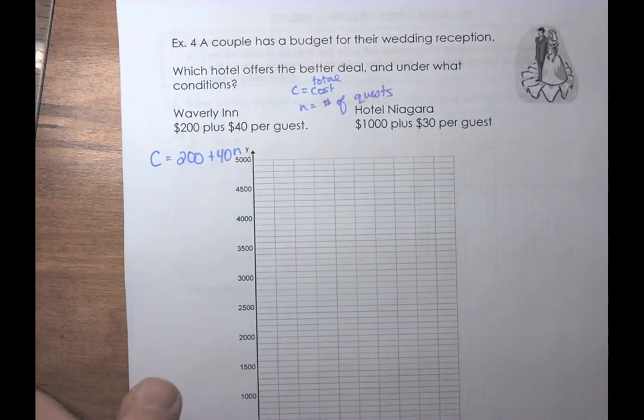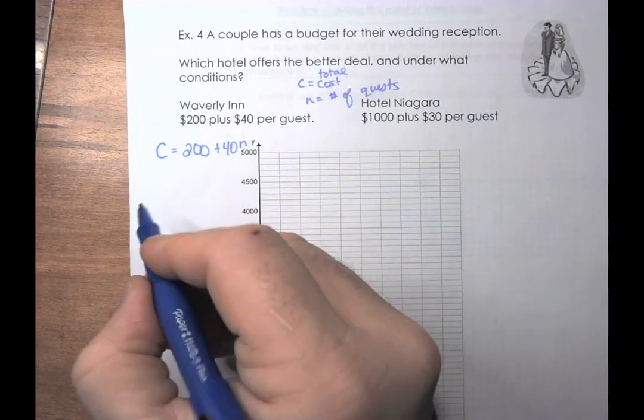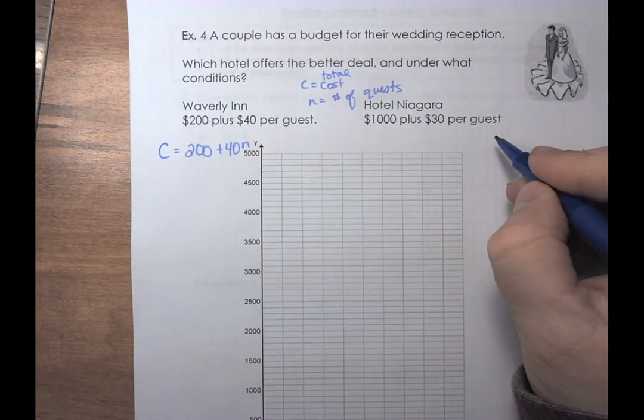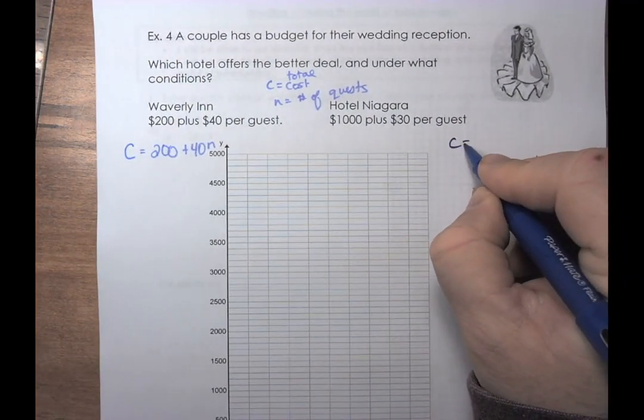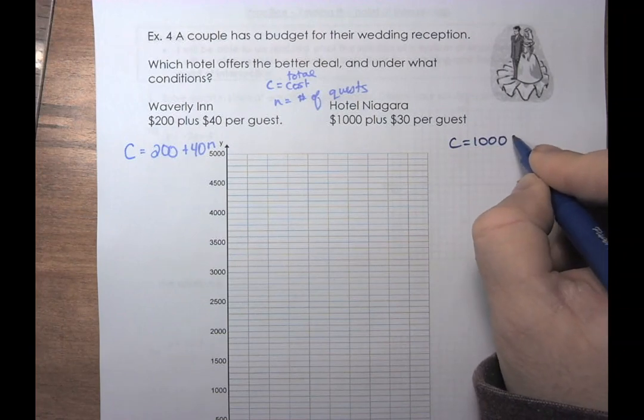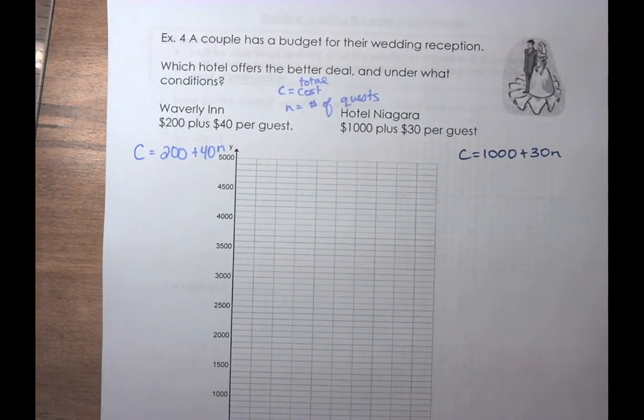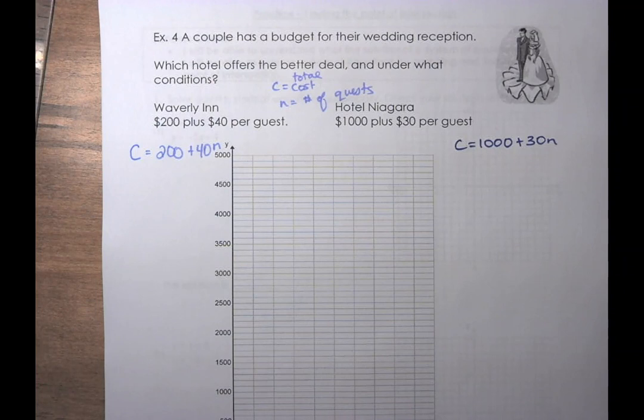All right. And if you're a person that wants to write the equation the other way, you can. Then we got Hotel Niagara is 1,000 plus 30n. All right. So, a couple of things that we can do with this.